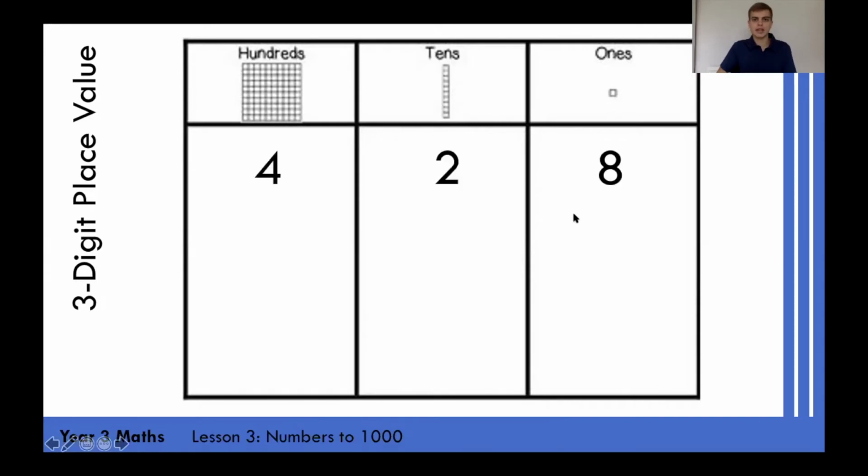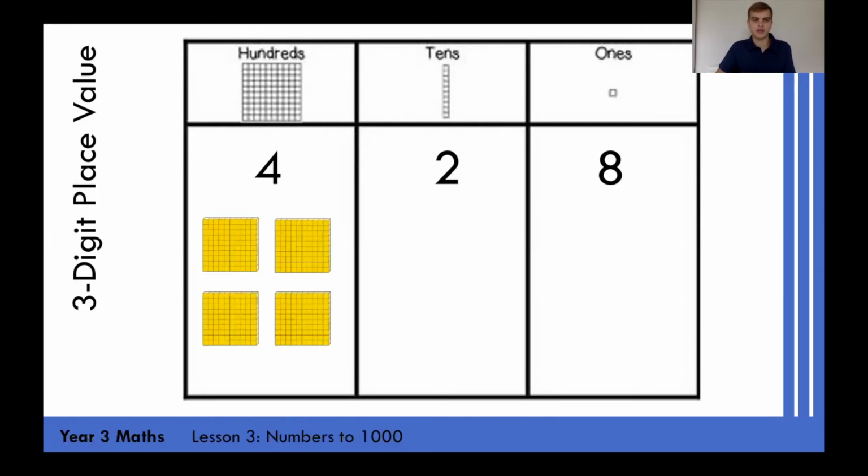So here I've got the number 428, and I'm going to have a go at representing that using my hundreds, tens, and ones that we looked at before. So I know that the digit 4 is in my hundreds column, so I'm going to need 4 lots of 100.